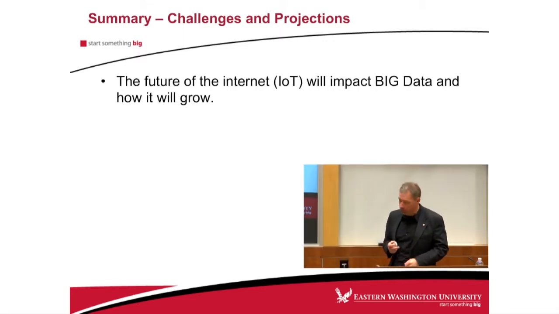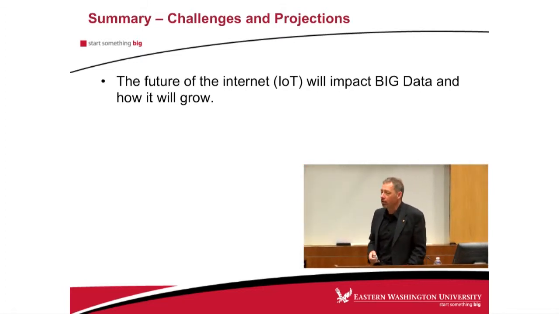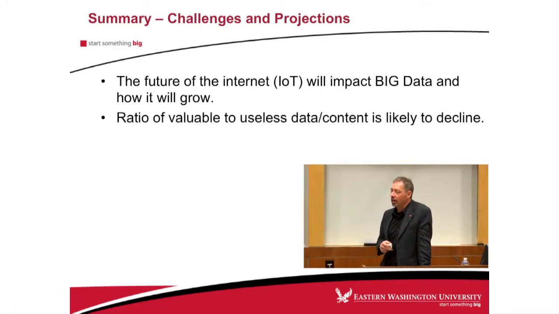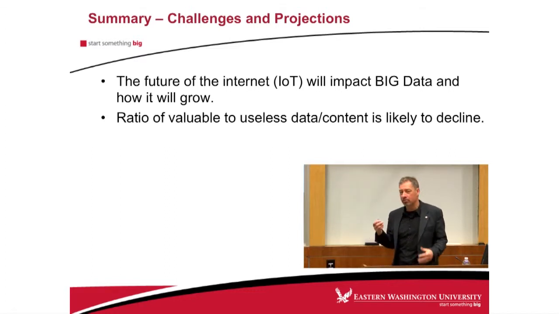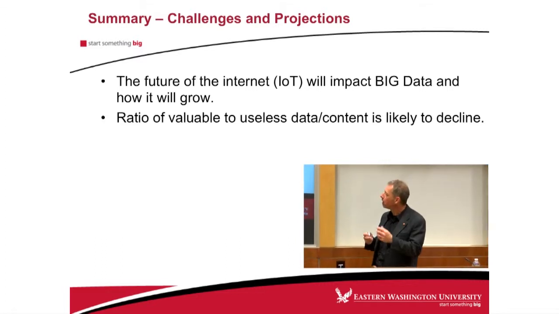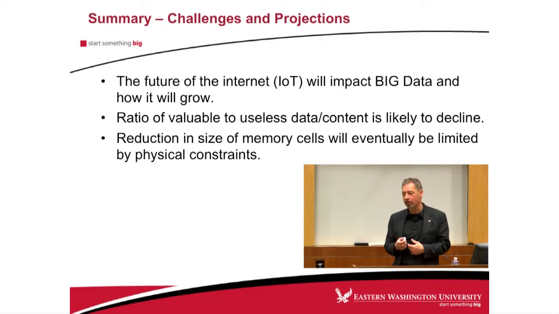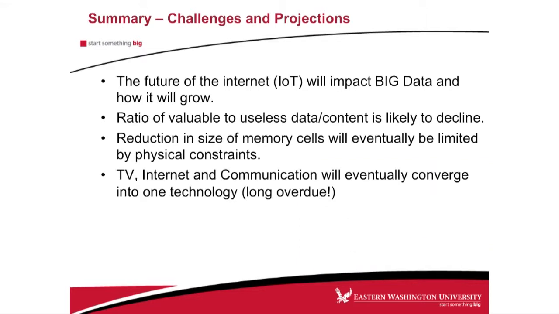Some of the challenges we will be facing with the Internet of Things, which will inevitably happen to some extent, is that big data will continue to grow, and we're going to need more advanced tools. The ratio, in my opinion, of valuable to useless data is inevitably going to decline. So the size of the haystack will be bigger. There'll be maybe a few more needles, but it'll be more difficult to find them. Reduction in memory cells will eventually, in my prediction, be limited by physical constraints. TV and internet communications will eventually become a single technology where we no longer have to search through our TV channels with a remote.